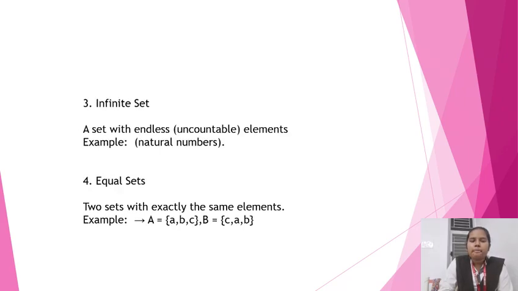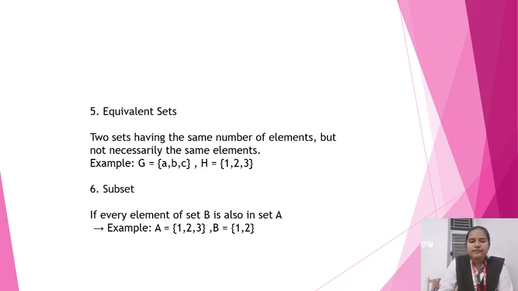And third one, infinite set. A set with endless, uncountable elements is called an infinite set. For example, natural numbers form an infinite set. And this is about infinite set. Fourth one, equal sets. Two sets with exactly the same elements are called equal sets. For example, A = {A, B, C}, B = {C, A, B}. Here set A and set B contain 3 elements and the same elements, that is A, B, C. So they are called equal sets. This is about equal sets.